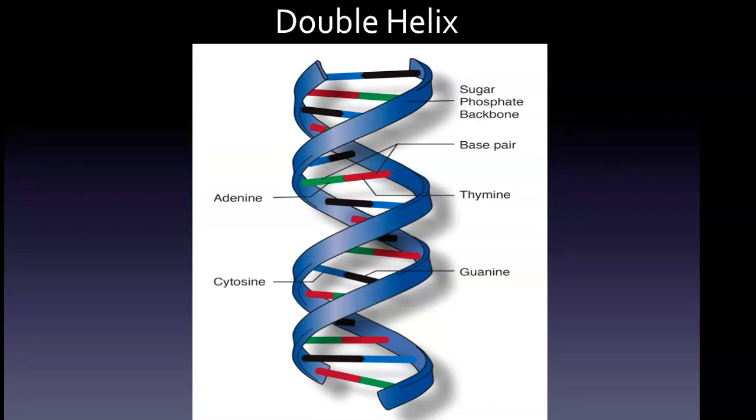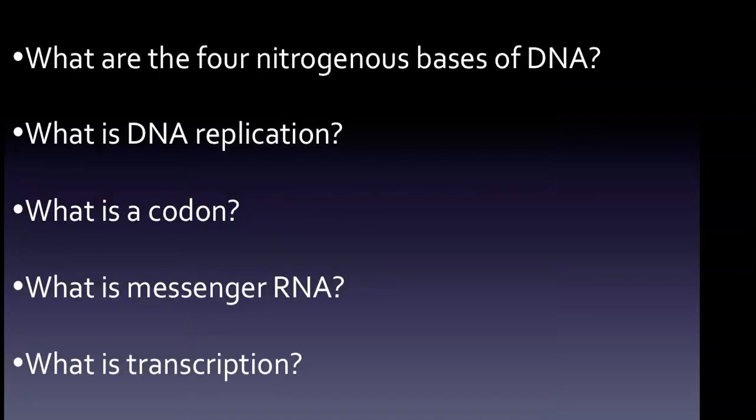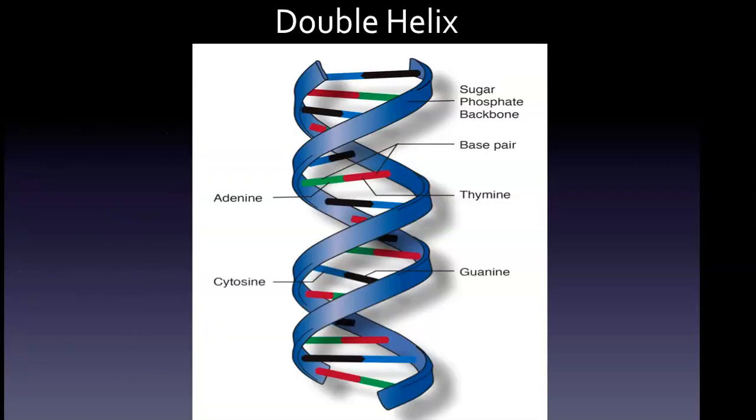So you remember our first question? I believe it was our first question. What are the four nitrogenous bases of DNA? Again, adenine, guanine, thymine, and cytosine. So if you don't have that locked in your memory, we want to get it locked. Adenine always pairs with thymine, and guanine always pairs with cytosine. Also very important to know which bases pair with which bases.